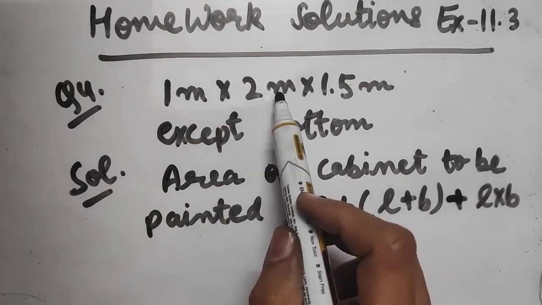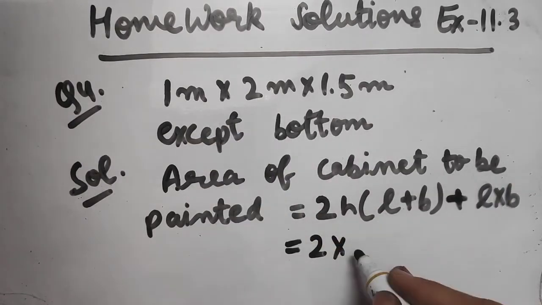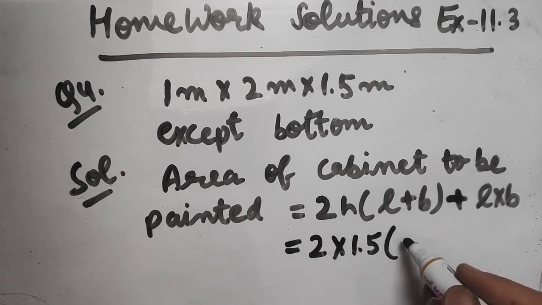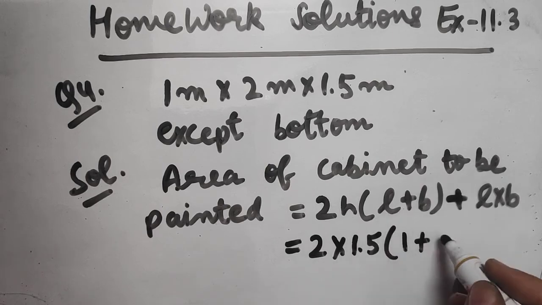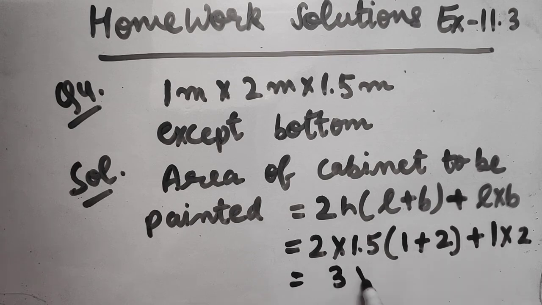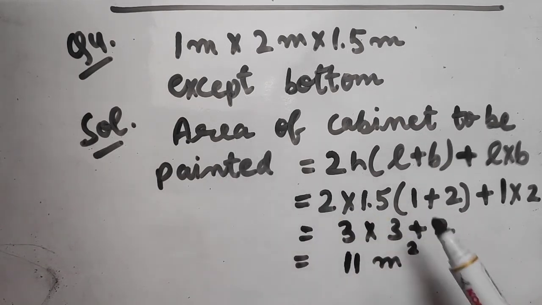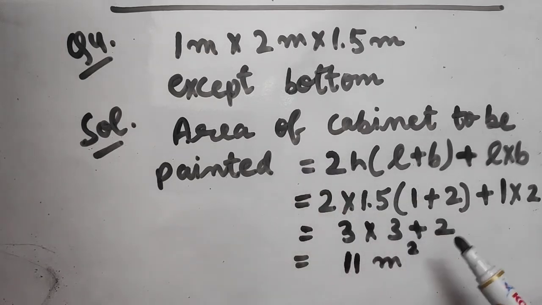In this, length, breadth and height are already given to us in the question. So simply put the values of length, breadth and height. It is 2 into (1 plus 2) into 1 plus 1 into 2. So simply do the calculations. It will be 3 into 3 plus 2, so 9 plus 2, that is 11 meters square is the area which is to be painted. So this is how we have solved this question, or you can write the statement and then use this formula to get the answer.